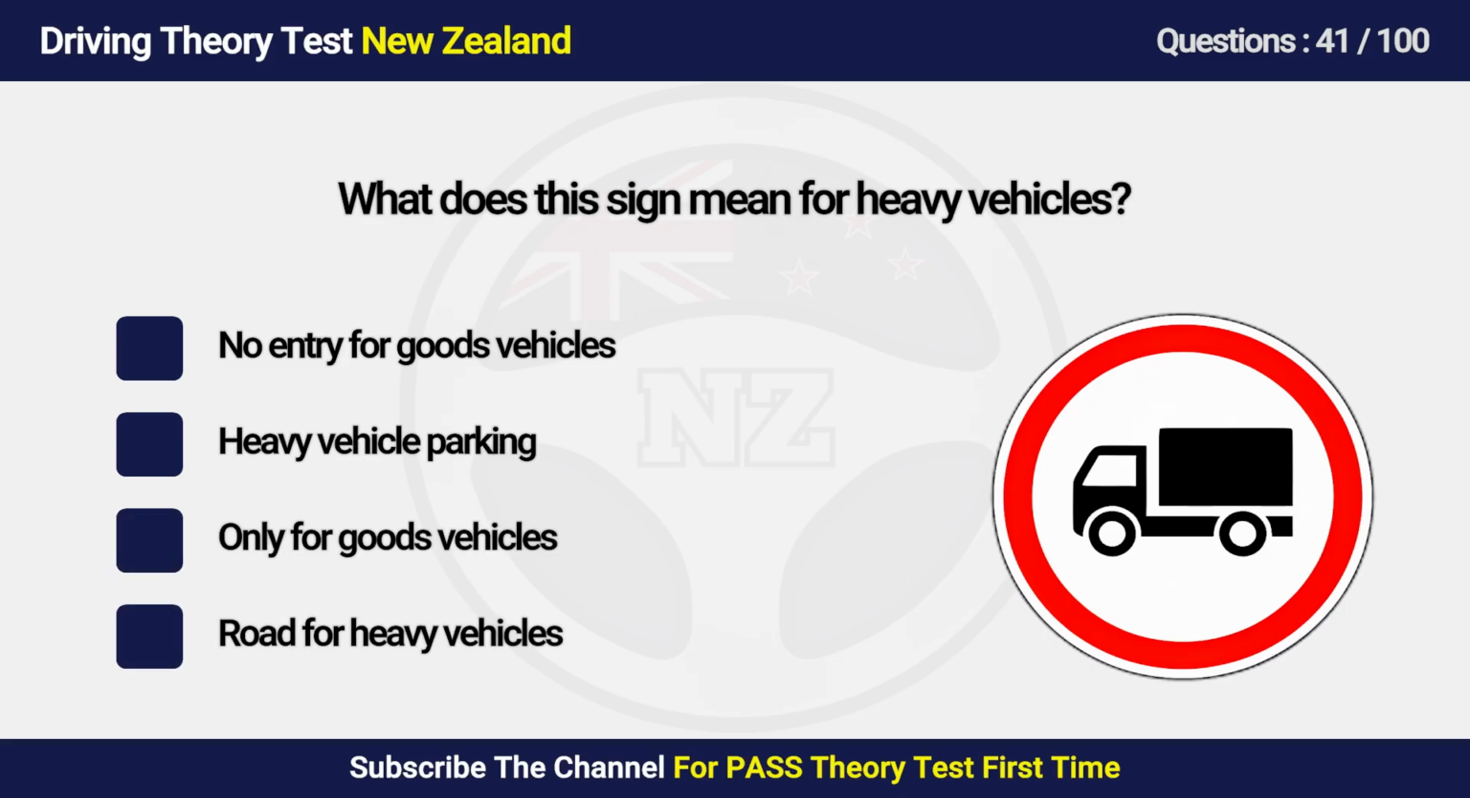A. No entry for goods vehicles. B. Heavy vehicle parking. C. Only for goods vehicles. D. Road for heavy vehicles.